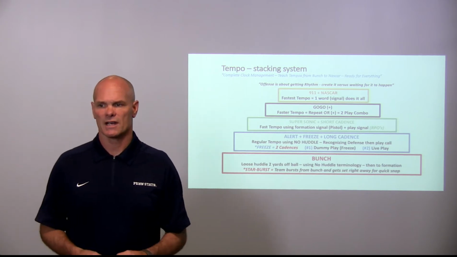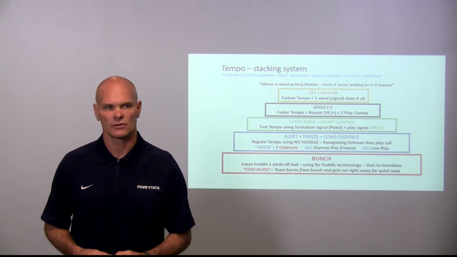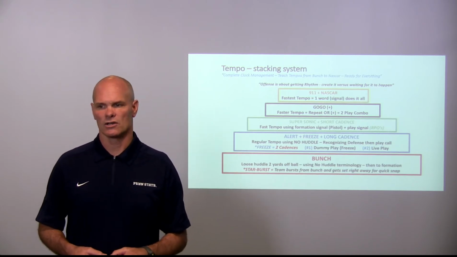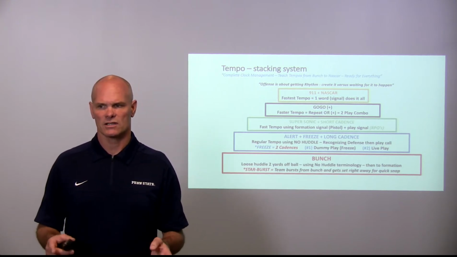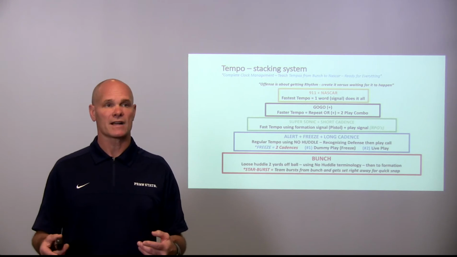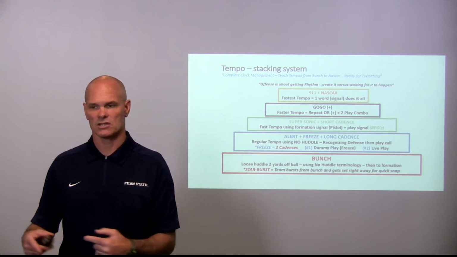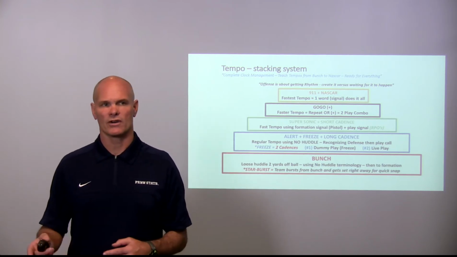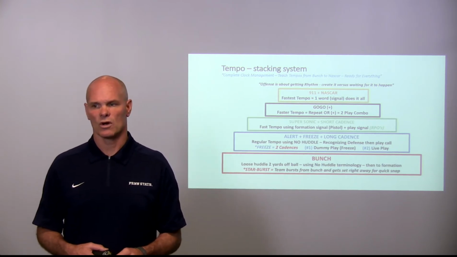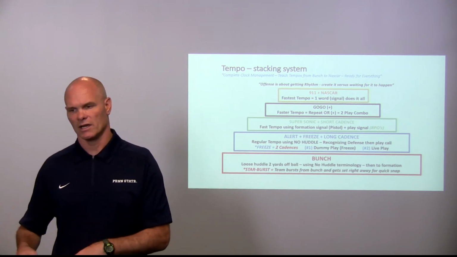What we use most of the time, though, is just a simple supersonic where we can go very fast, one of the reasons for using RPOs and RROs. We can do a freeze or a long cadence to change the tempo. If we want to go even faster, we do a go-go, which is simply repeating the last formation in play. And then the fastest is a 911 or NASCAR tempo, where we use one word, one signal, and it tells us everything. Formation, count, play, and we're off.